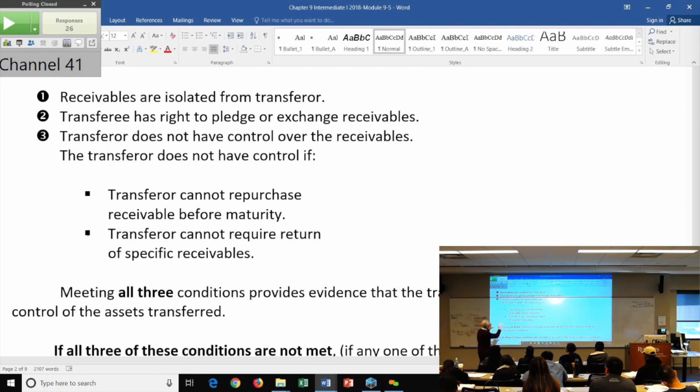So this is simply saying three conditions, and this is where a lot of people start saying, maybe I shouldn't engage in accounting, because it's a bunch of rules, lots of conditions. Meet these three, meet one of those two, but here all three must be met. If all three conditions are not met, then you've got a secured borrowing.